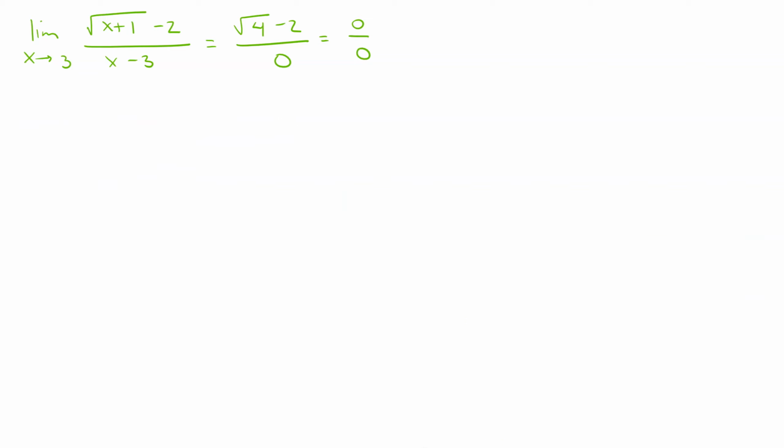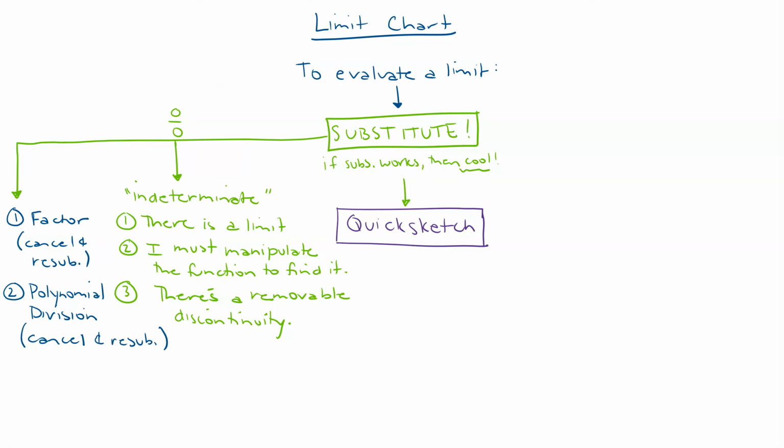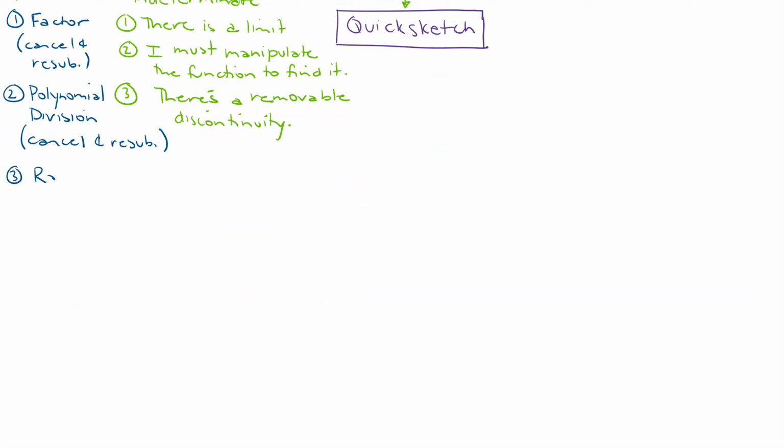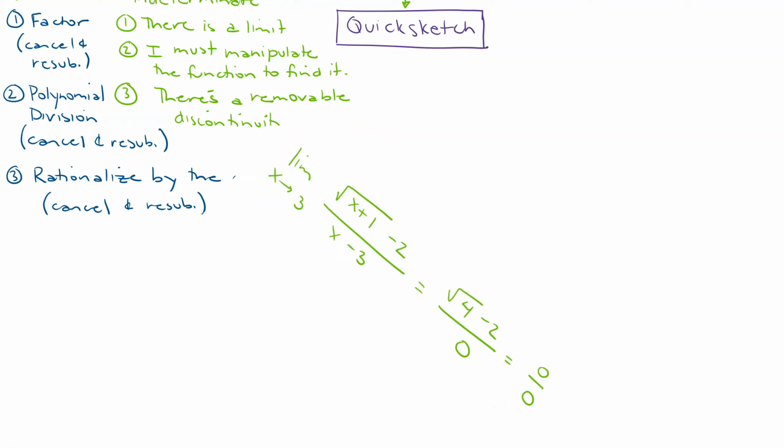But no, not with this problem. And if factoring doesn't work, then I might try polynomial division. But again, no, not with this problem. That leads us to option number 3. Option number 3 on our limit chart is rationalize by the conjugate, and then cancel and resubstitute. This is the option used most often when you have a radical in the problem, assuming, of course, that straight substitution doesn't work. So coming back here, let's take a look.